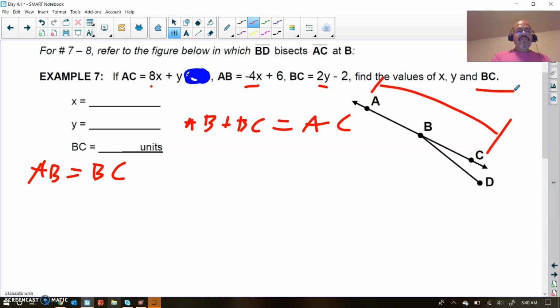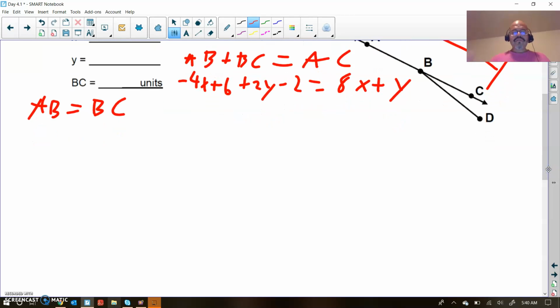So we're going to be working that. So I'm going to do the first part. Negative 4x plus 6 plus 2y minus 2 equal to 8x plus y. What a mouthful. Okay, so now we're going to solve for y and x. Actually, we're going to solve for y because that's going to help us do this problem a little bit easier.